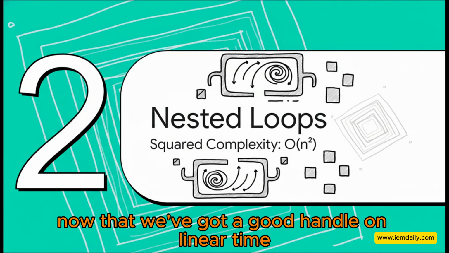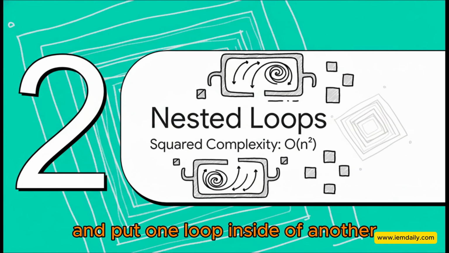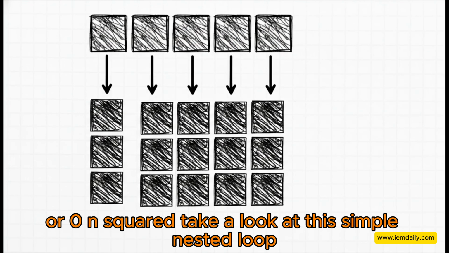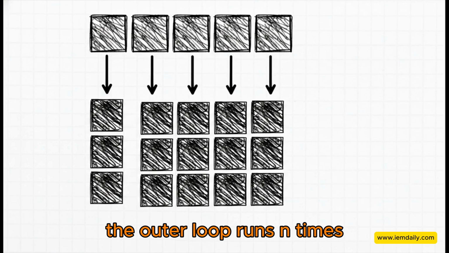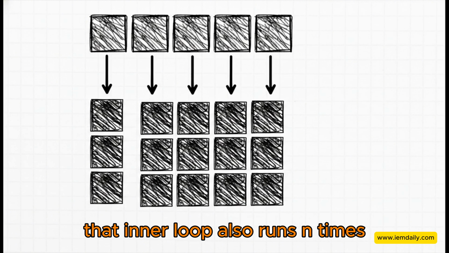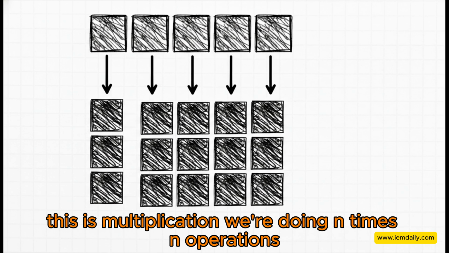All right, now that we've got a good handle on linear time, let's see what happens when we take that idea and put one loop inside of another. This is where we step into the world of what's called quadratic complexity, or O(n squared). Take a look at this simple nested loop. The outer loop runs n times. But for every single one of those n times, that inner loop also runs n times. You see, this isn't addition anymore. This is multiplication. We're doing n times n operations.